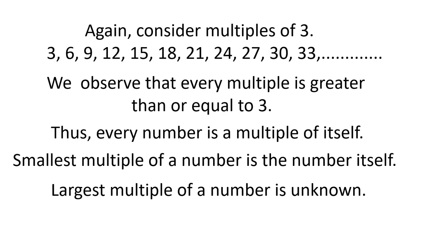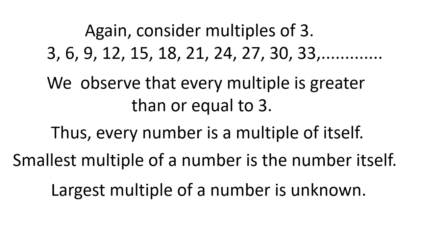Again, consider multiples of 3. 3, 6, 9, 12, 15, 18, 21, 24, 27, 30, 33, and it goes on. We observe that every multiple is greater than or equal to 3. Now again compare this with factors. In factors, each factor was less than or equal to the given number. But in case of multiples, each multiple is greater than or equal to the number.